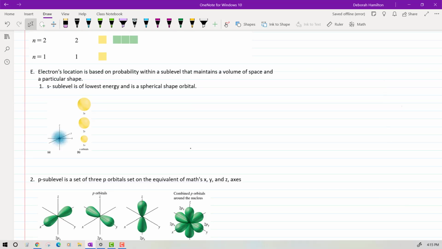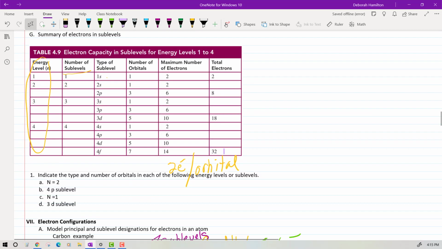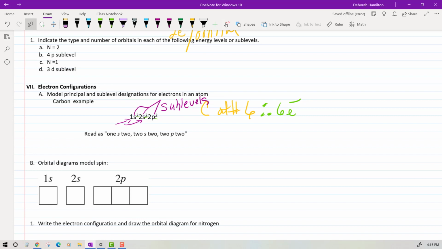Now let me go back down to where we were. You're going to practice and practice how to do electron configurations showing the spin that's distributed among the electrons. So if we do this one for carbon, we know that the S sublevel is going to be filled up, and we show opposite spin by doing one down and one up. Same thing with 2s, one down and one up.